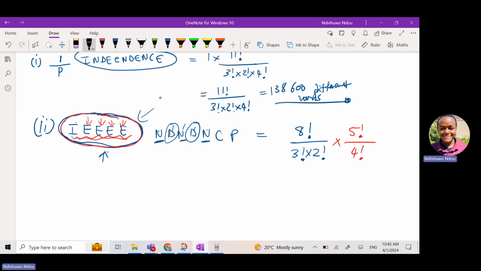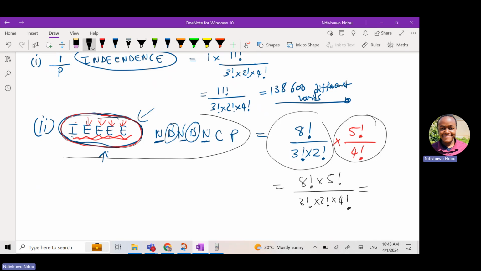So the total answer now will be 8 factorial times 5 factorial divided by 3 factorial times 2 factorial times 4 factorial. The ones in red are the number of arrangements inside the unit, but this one is all the items together. Here we consider the unit as one item, and we count 1, 2, 3, 4, 5, 6, 7, 8, 8 factorial, and the repeating ones we divide. Then inside, we do the different arrangements that can be made.